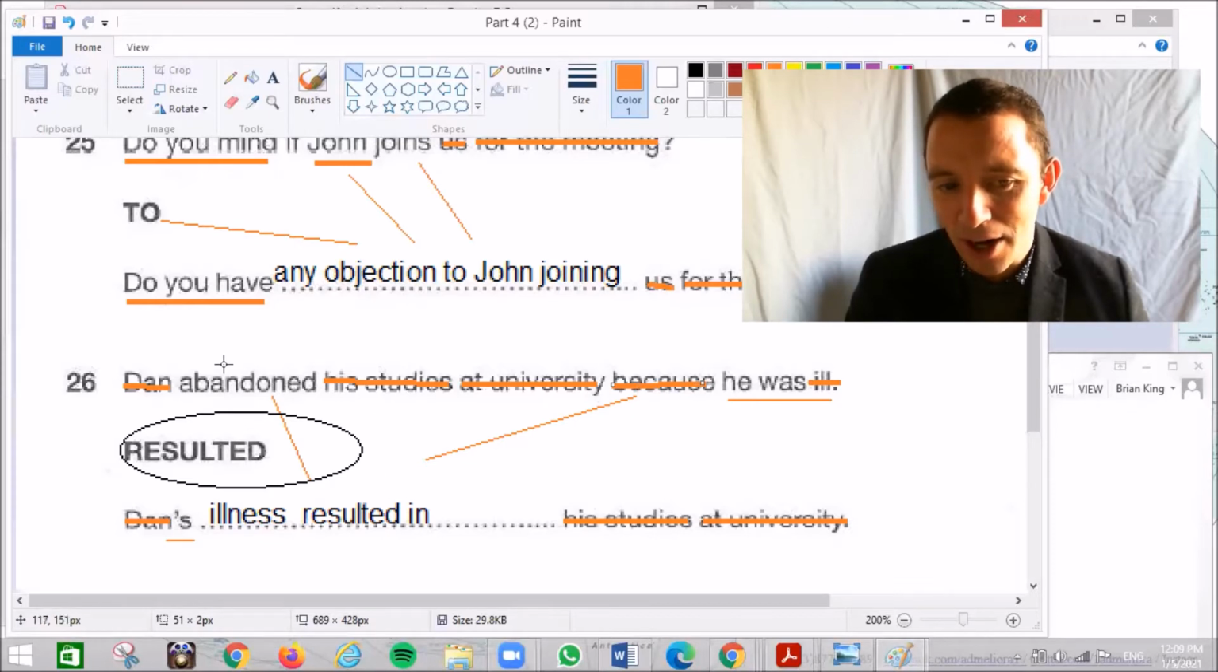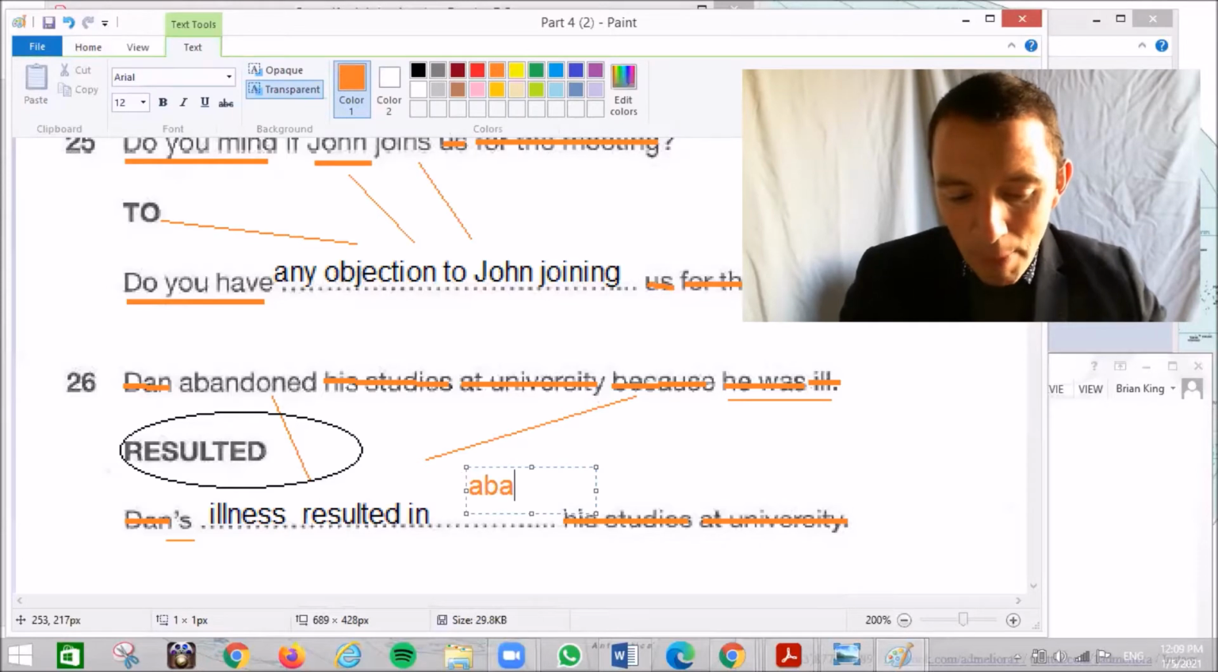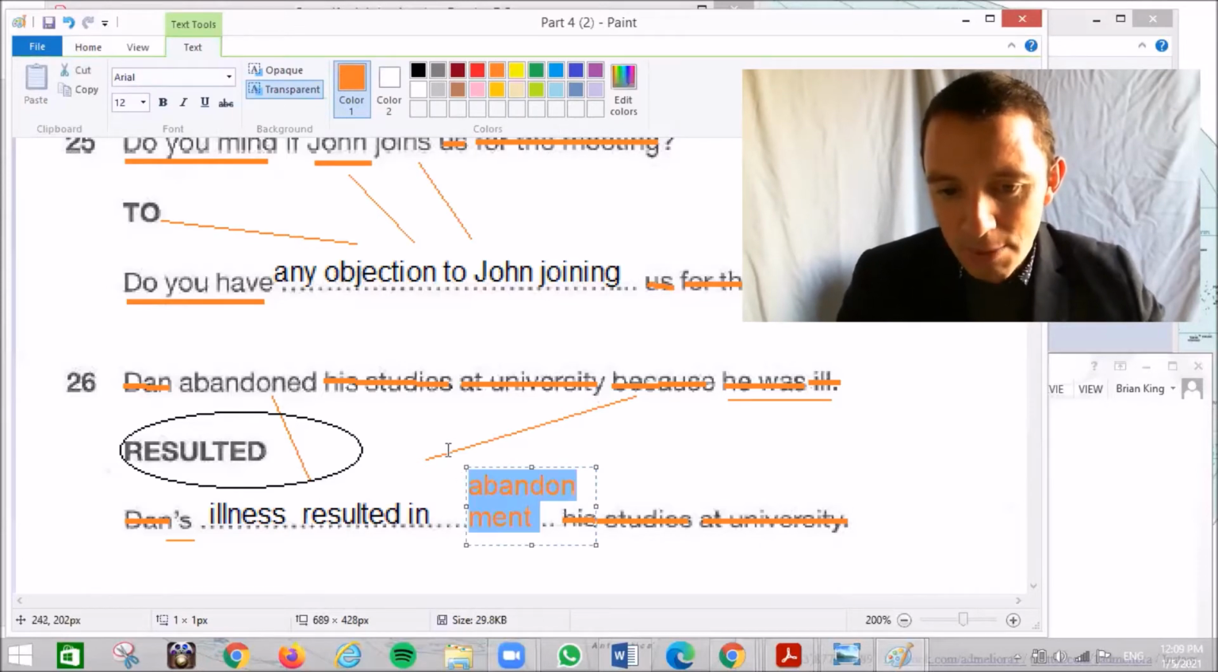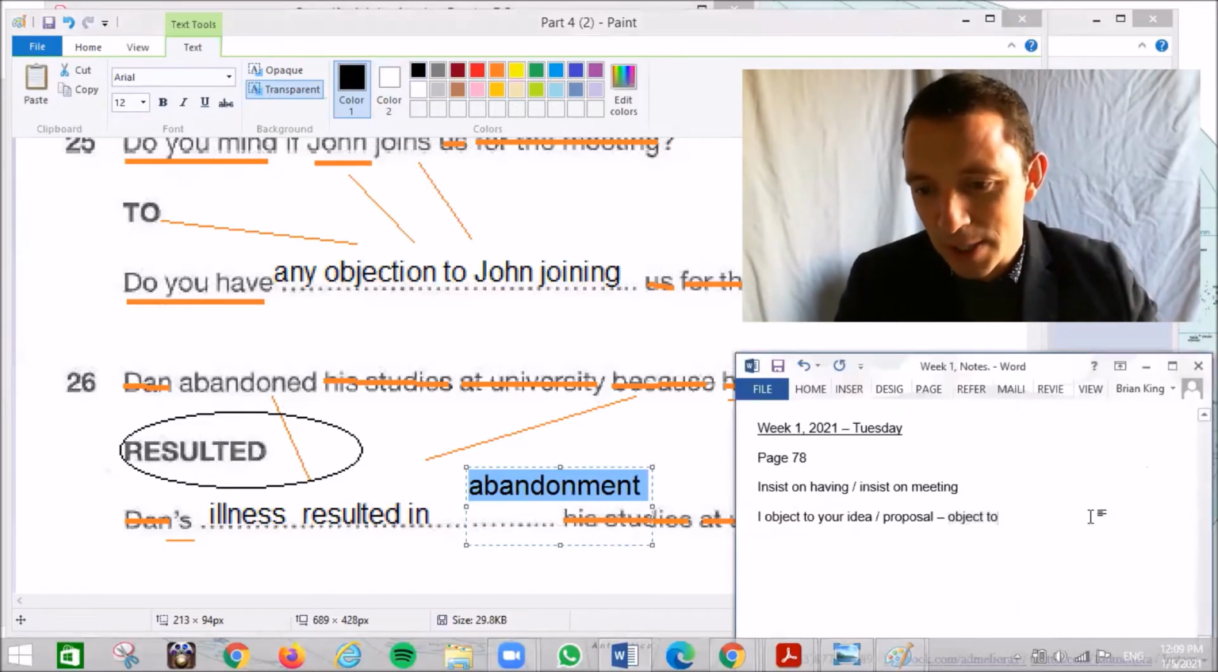And now we need to think of abandon. So in the first sentence, it's the verb in the past simple, but in the second sentence, I think we need to change. And also, he was ill, I think we can eliminate because it's a substitution for Dan's illness. So basically, we have abandon. The verb abandon in the past, we need to substitute or to place in the second sentence. Dan's illness resulted in probably the noun again, and the noun is abandonment. And let me just check the spelling, it is abandonment. I'm going to move it here to the text so we can see clearly.